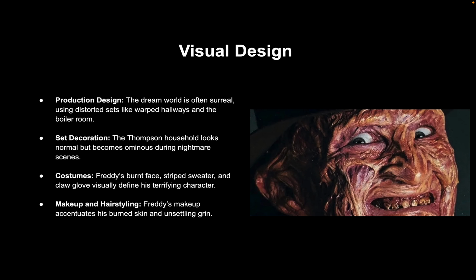The production design distinguishes the dream world from reality. In dreams, we see distorted sets, warped hallways, twisted staircases, and the iconic boiler room. The Thompson household starts off looking like a normal suburban home, but in nightmares, it becomes oppressive and threatening. And, of course, Freddy's design is unforgettable. Burnt skin, the red and green sweater, and his bladed glove. Makeup effects bring his scarred face to life, making him as terrifying visually as he is conceptually.